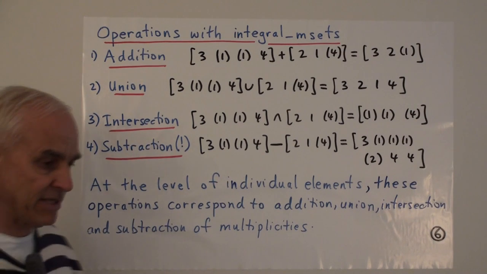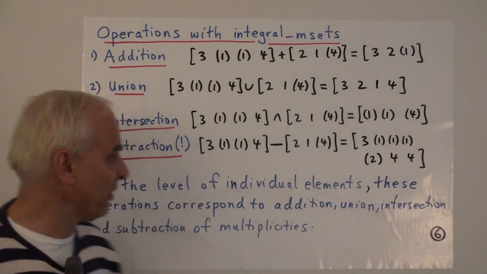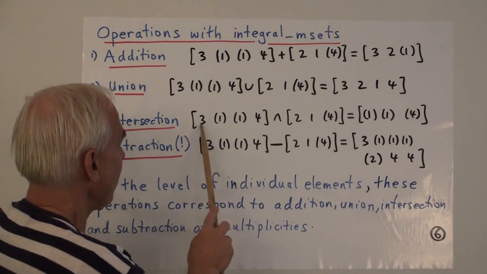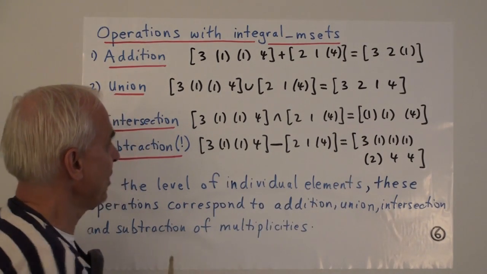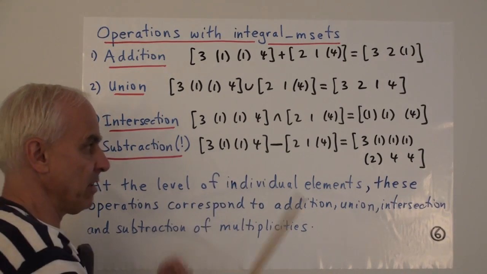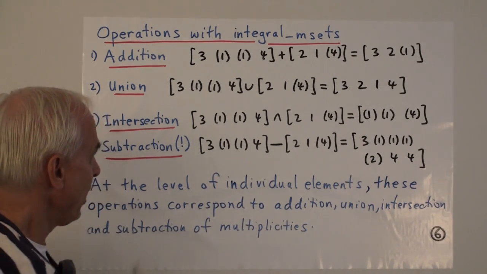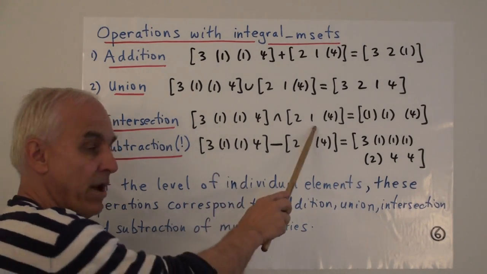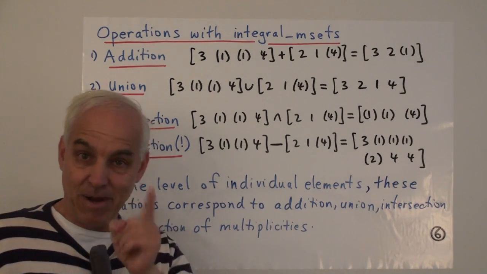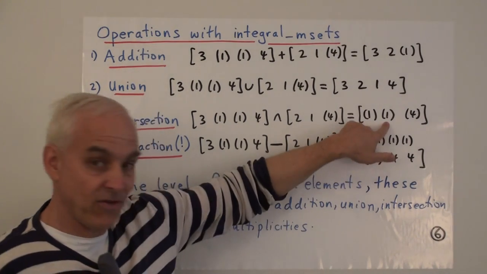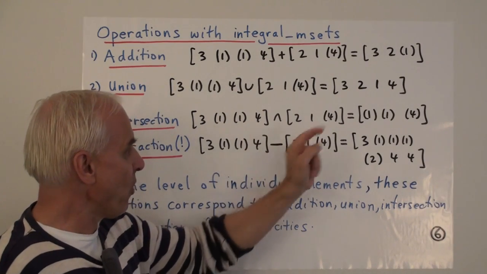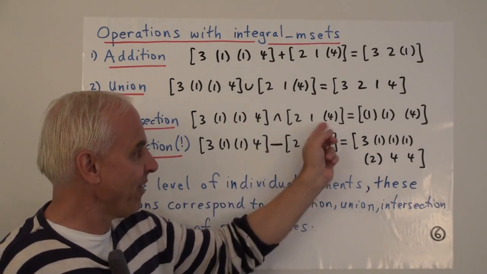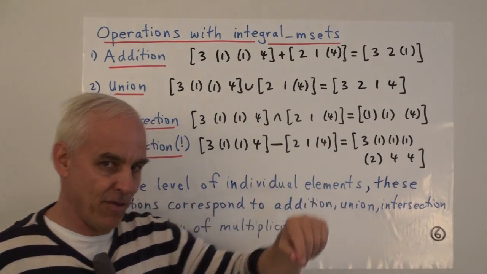Intersection is the same story, except now we're taking the minimum of all the multiplicities. So there's a 3 here, but no 3 there, so the minimum of that is 0, so there's no 3 in the result. There's a 2 here, but no 2 there, so the minimum is 0, so there's no 2 in the result. There's minus 2 1s and 1 1 over here. The minimum of that is minus 2, so there'll be minus 2 1s in the intersection. And the minimum of 1 4 and minus 1 4 is minus 1 4, so there'll be minus 1 4 in the intersection.